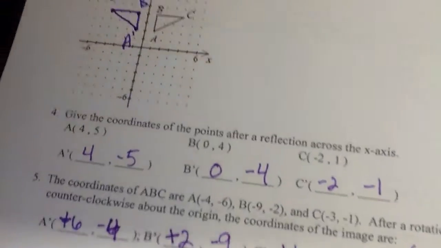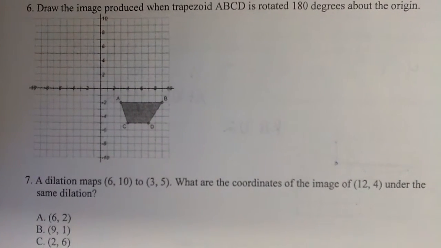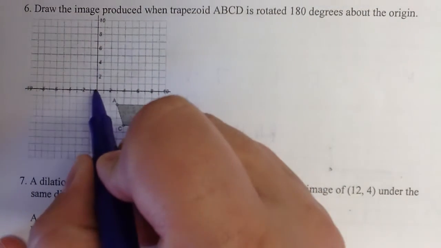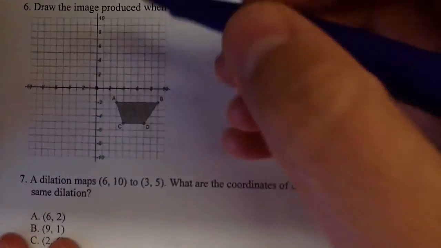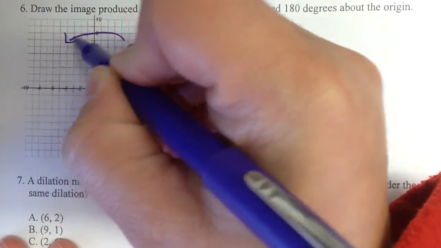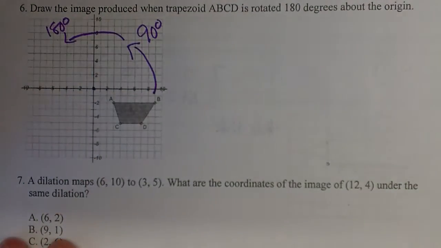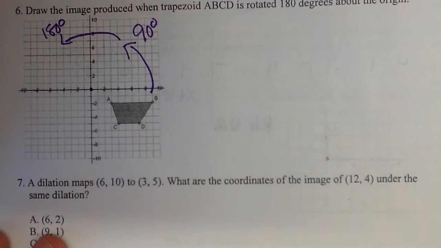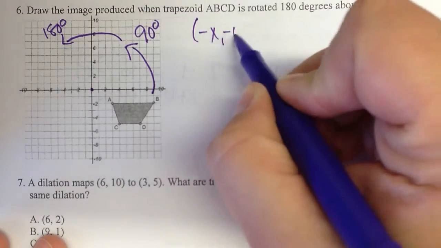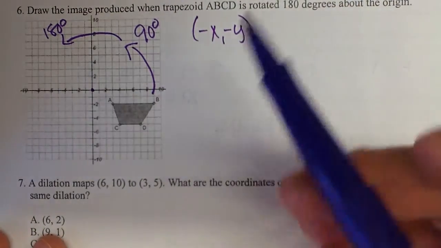Okay. Number 6. Okay, on number 6, trapezoid ABCD is rotated 180 degrees about the origin. The origin is right here. Okay, 180 degrees. This is 90 to this one, and this one is 90 degrees to this one is 180 degrees. Okay? So essentially what we're doing, the rule for 180 degrees is negative x, negative y. All that means is change the signs.